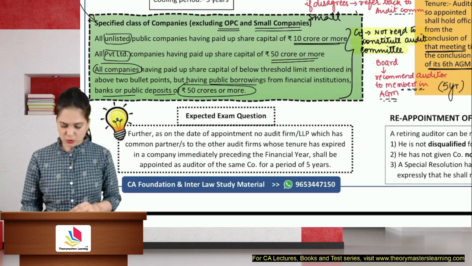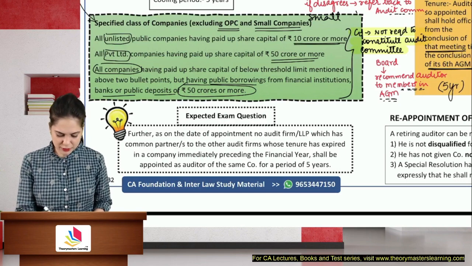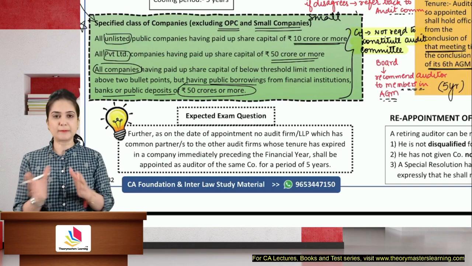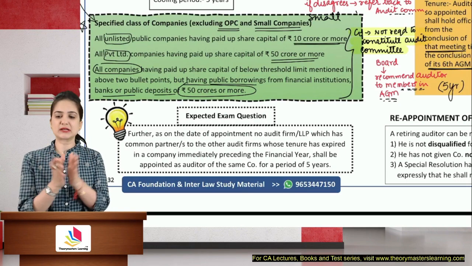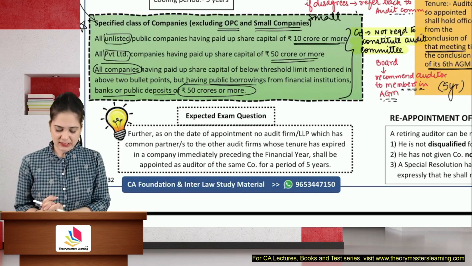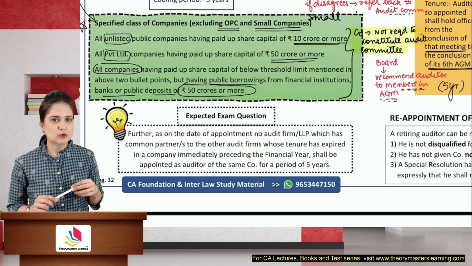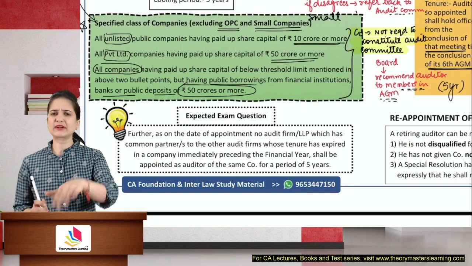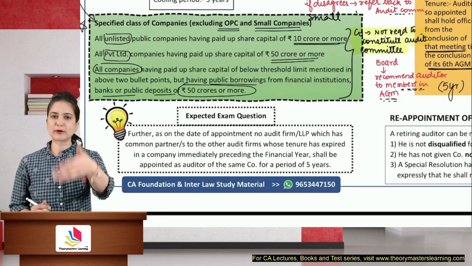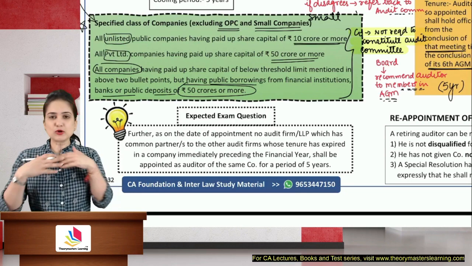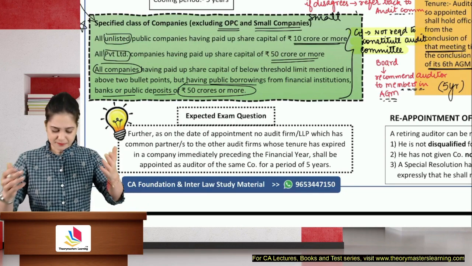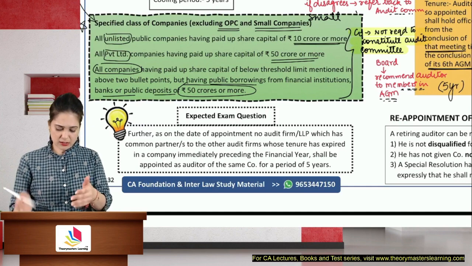Okay, so this part is extremely important for exam. You need to know these specified class of companies to which the rotation of auditor applies. So let us go through it once again. All unlisted public companies having paid up capital of 10 crores or more. It doesn't apply to a private company, but if you are a private company having paid up capital of 50 crores or more, or maybe you don't fit into any of these above criteria, but you have public borrowings.